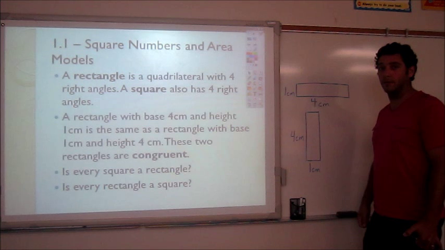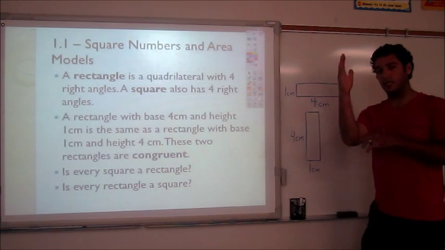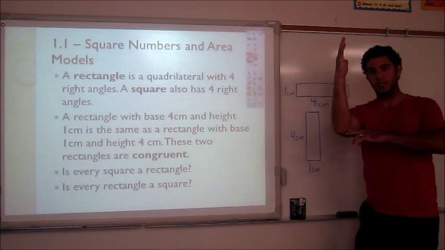Topic 1.1, Square Numbers and Area Models. A rectangle is a quadrilateral with 4 right angles. A square also has 4 right angles. If you recall, a right angle is a 90-degree angle, so it forms a square corner like this.